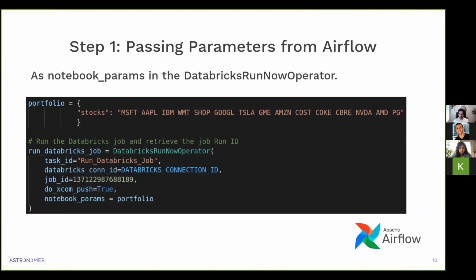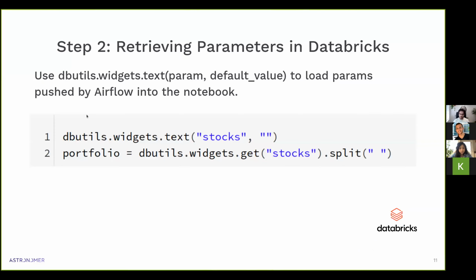As you can see over here, the key being stocks, we're able to, within Databricks, retrieve those parameters, in this case labeled stocks, using this function over here. Within this function, we're able to specify the parameter we'd like to pick up. In this case, we're picking up that parameter and splitting that string into a list that is delimited by a comma. So now we have a portfolio containing a list of each of these stock names, these stock tickers.